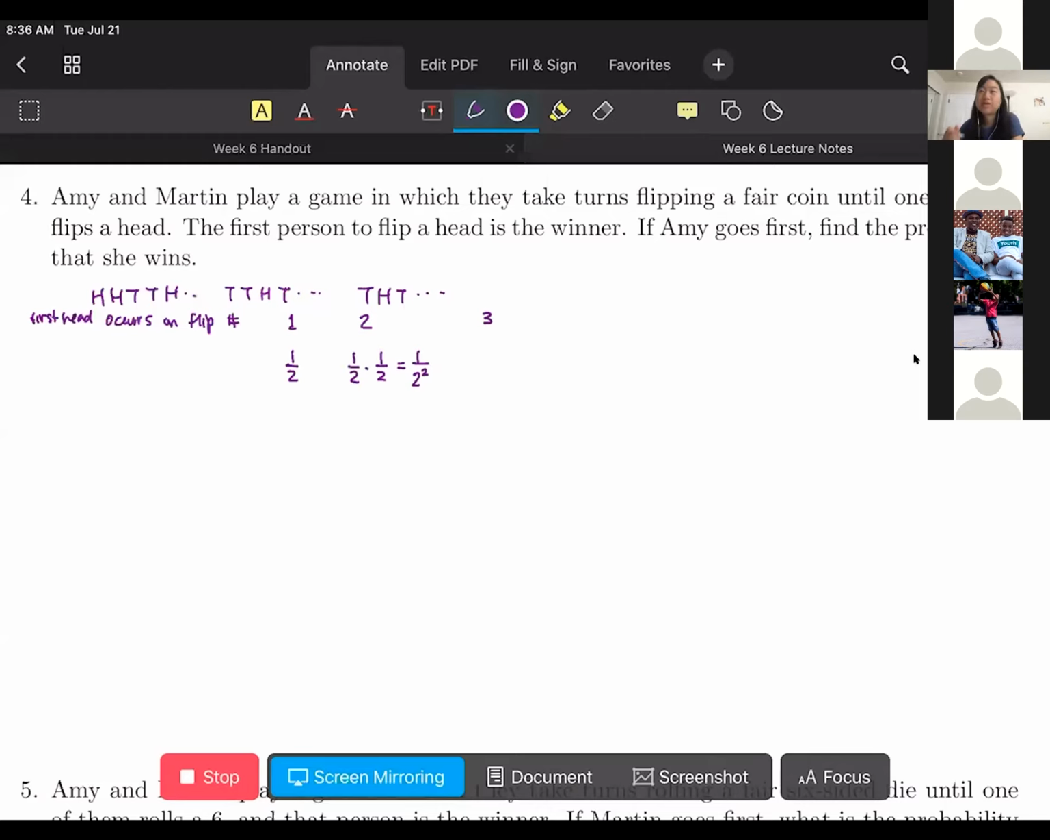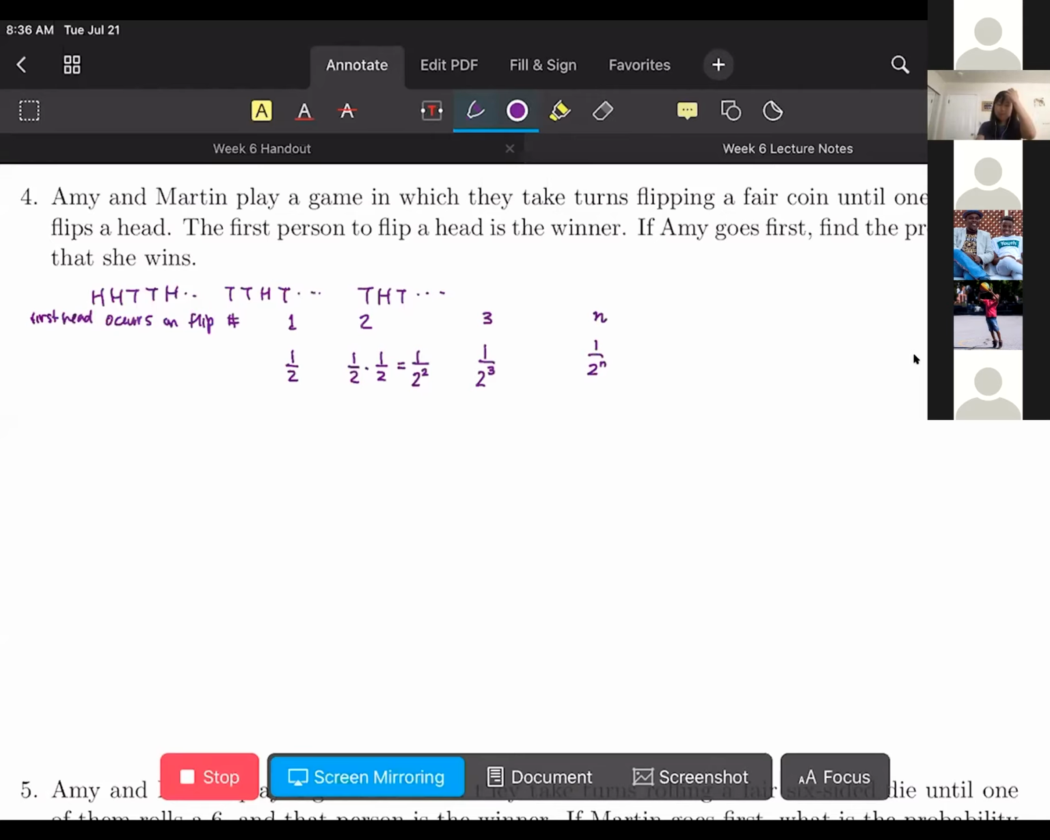What's the probability that the first head occurs on flip number 3? So that means we have tails, tails, heads. 1/8. Yeah, so it's 1/8. And what about just in general, like n? So if the first head occurs on flip n, that means the first n minus 1 flips are all tails. What's the probability that that occurs? 1/2 raised to the power n. Yeah, so it's 1/2 to the n.